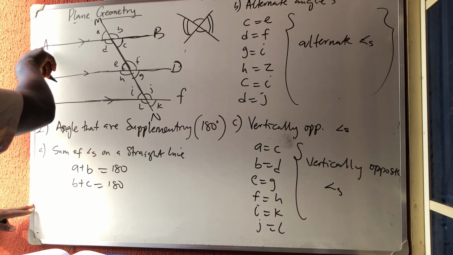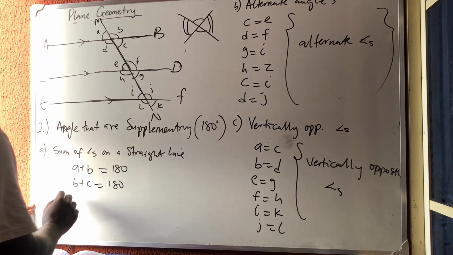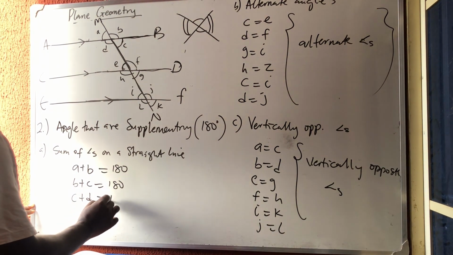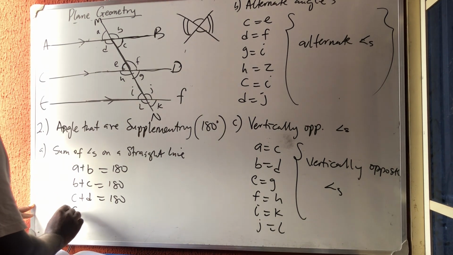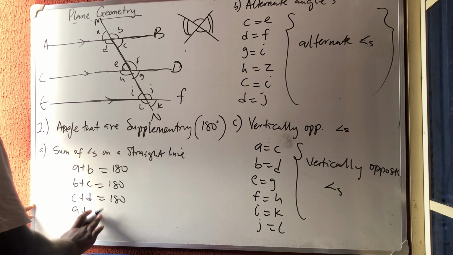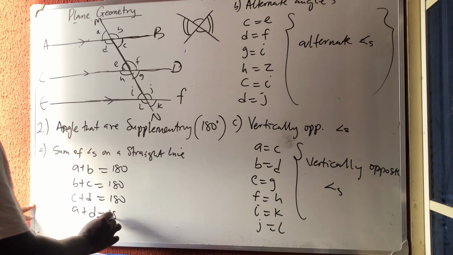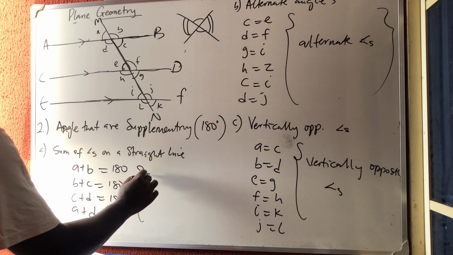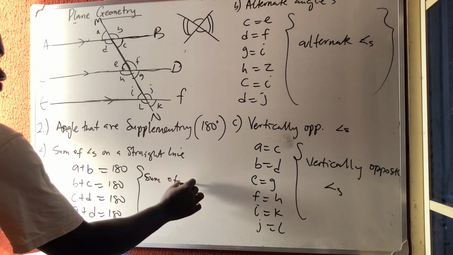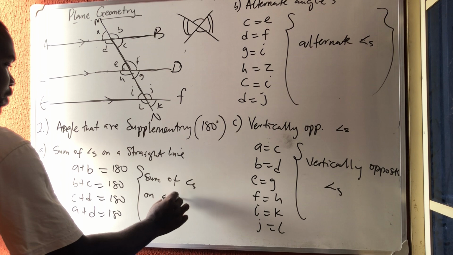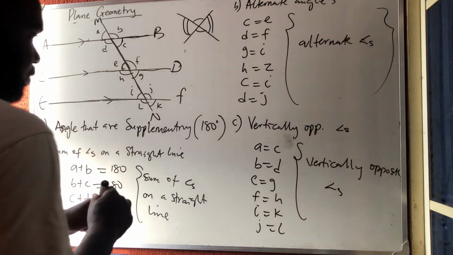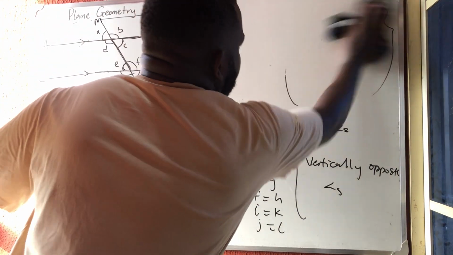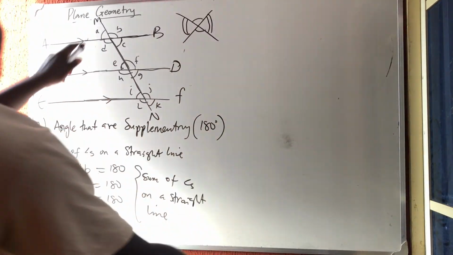So if you consider the under of A and B, you see that C and D is equal to 180. So C plus D is equal to 180. If you consider the other one now, D and A is equal to 180. So A plus D is equal to 180. So my reason for all this is still sum of angles on a straight line. Okay, so I'm not done with sum of angles on a straight line. I'm done with the first point.